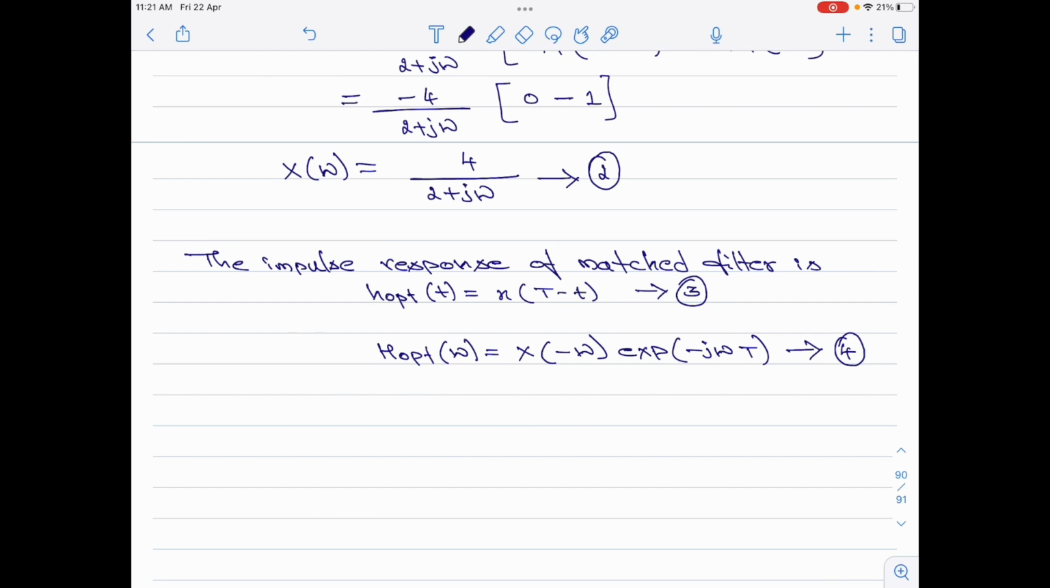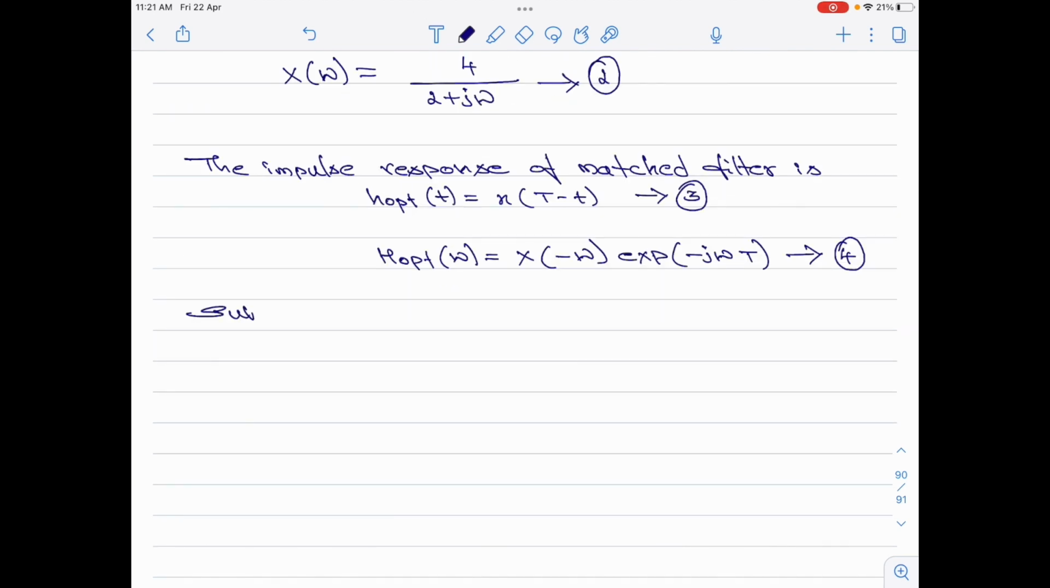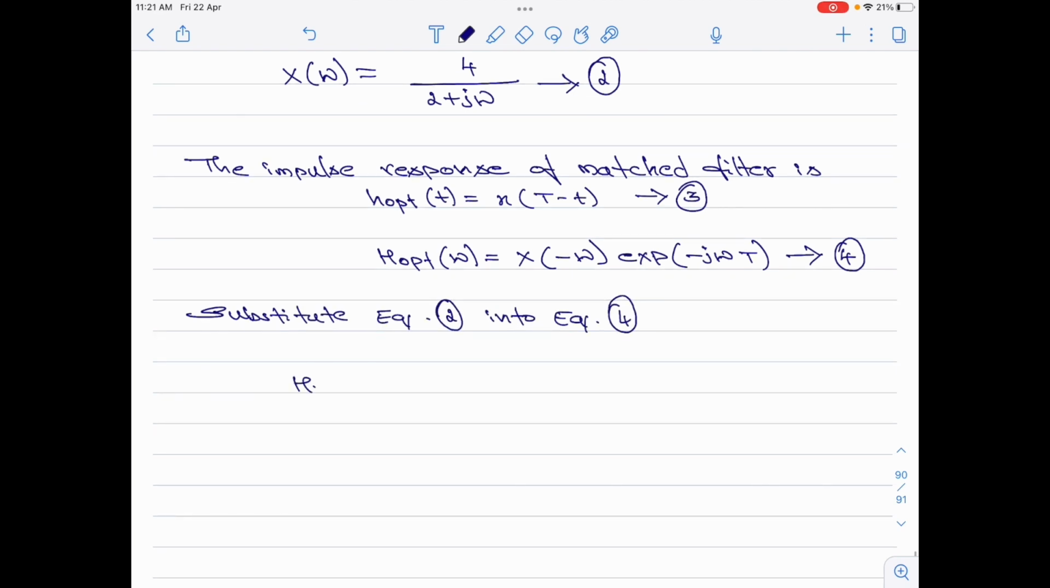Now, please note, in equation 2, we have x of omega. So, let me now substitute x of omega into equation 4, which uses x of minus omega. Therefore, h optimum of omega is equal to 4 divided by 2 plus j. Now, please note, we are supposed to write x of minus omega. So, here in equation 2 at the denominator, we have 2 plus j omega. But omega should now become minus omega and the rest of the thing will remain as it is.